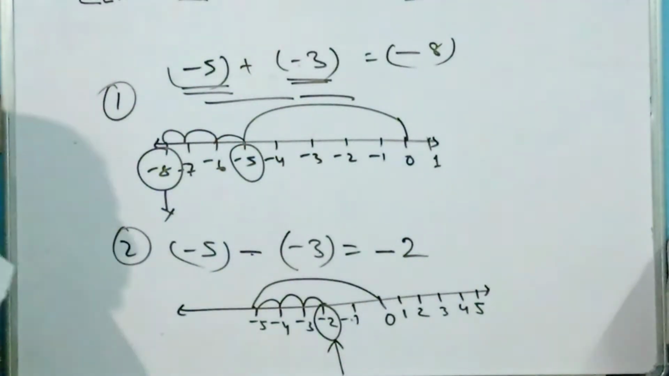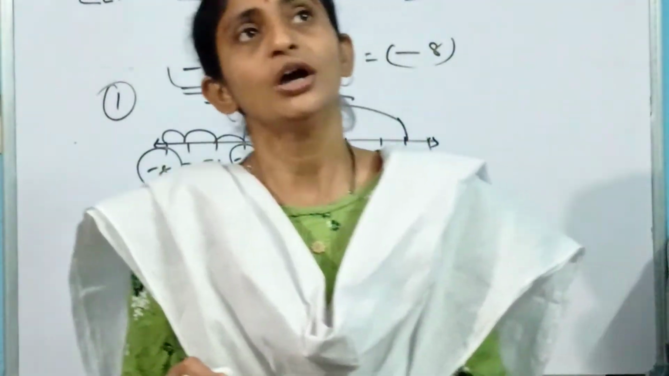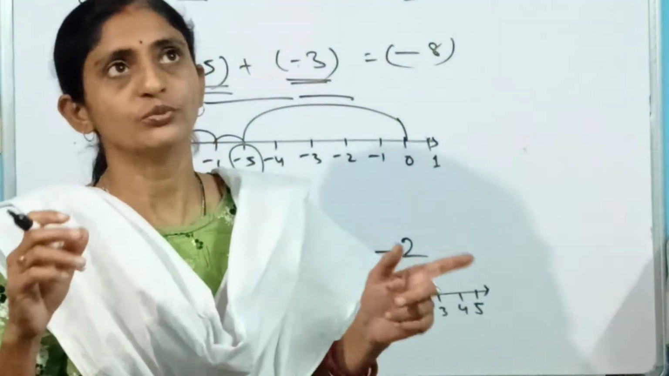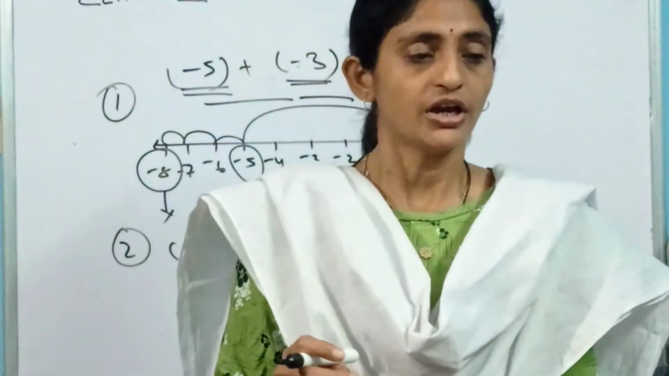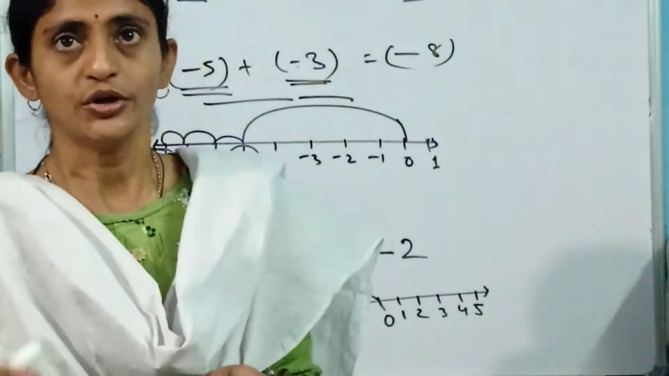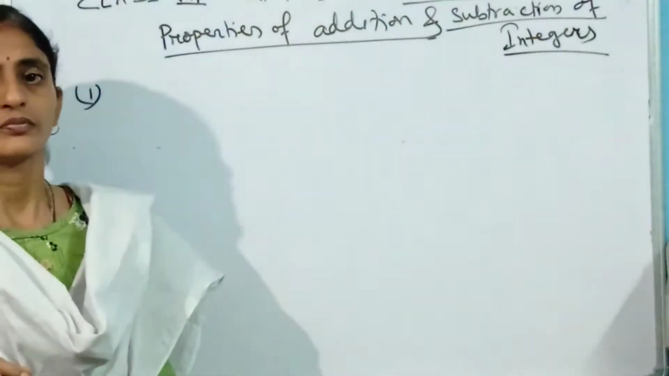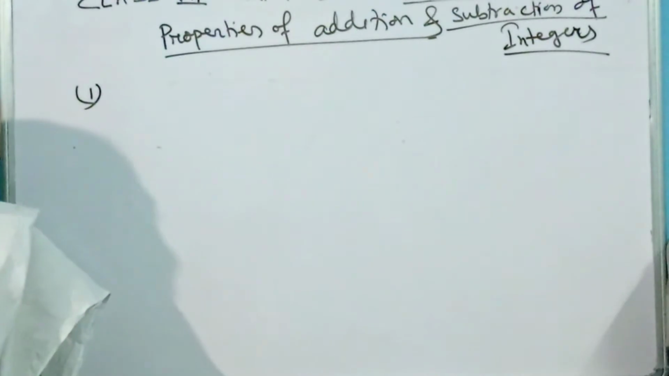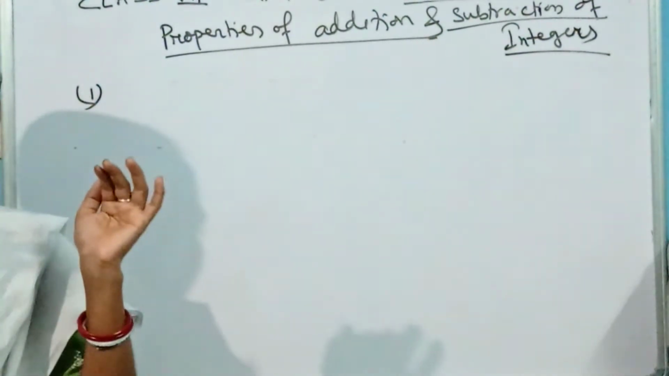So these are the situations we already gone through. So let's come to the property. In this part, we will discuss about the properties of addition and subtraction of integer. So let's come to that part. You know that all the numbers, it may be positive or negative, all comes in the group of integers.